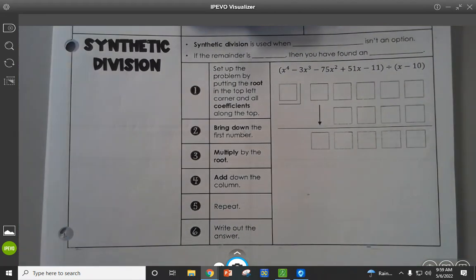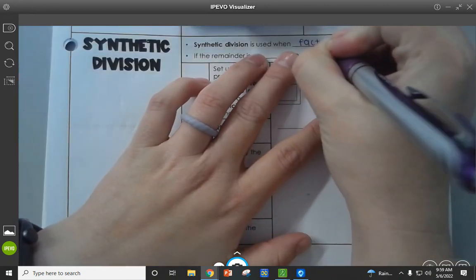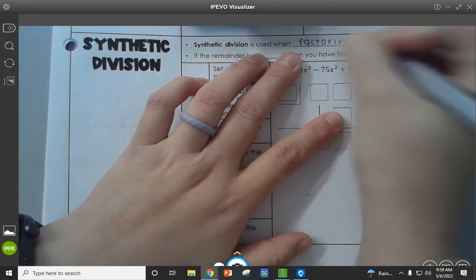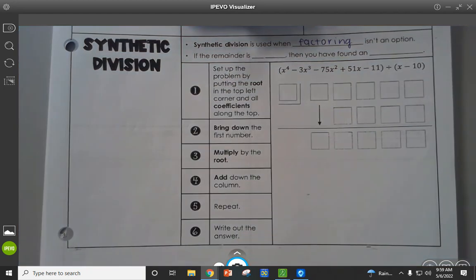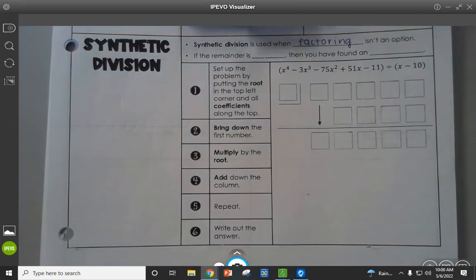So synthetic division is used whenever factoring isn't an option. We've not done any dividing. Usually we would do some division where we use factoring, but to save on time, we skipped that. And we're just doing synthetic division because you can always do this on any of the problems where you're dividing.